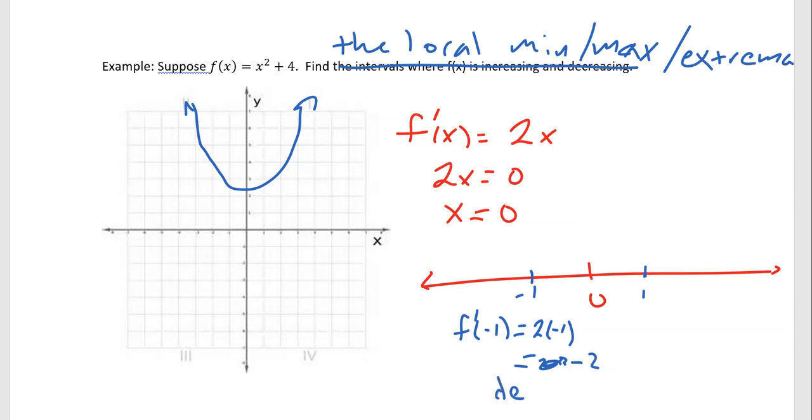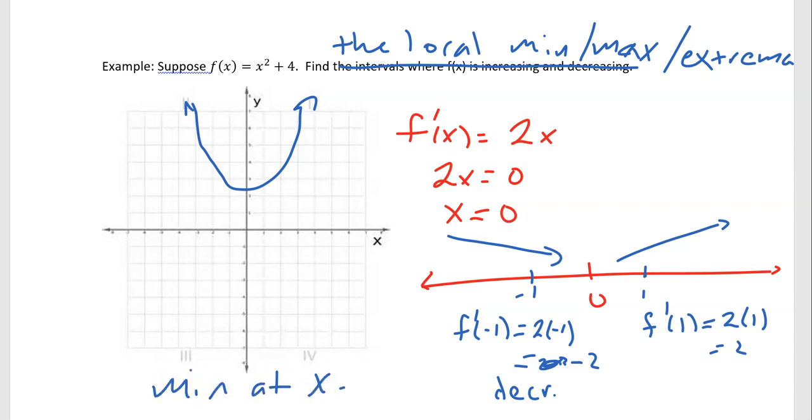So I know it's decreasing on this interval. So I know my graph is headed downhill anywhere from -infinity to 0. Okay? Now, on this other interval, if I test it and we do f prime of 1, that's just 2 times 1, which would be 2. So I know that function is increasing. And if it switches from decreasing to increasing, that tells me we have a minimum. So we have a minimum at x equals 0 because it switched from decreasing to an increasing function.